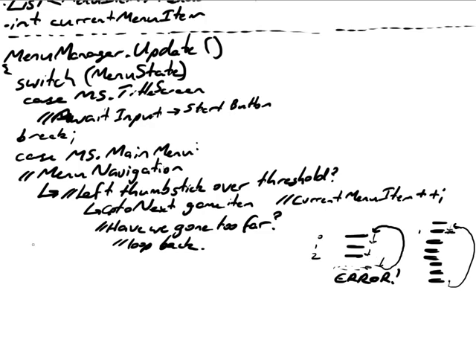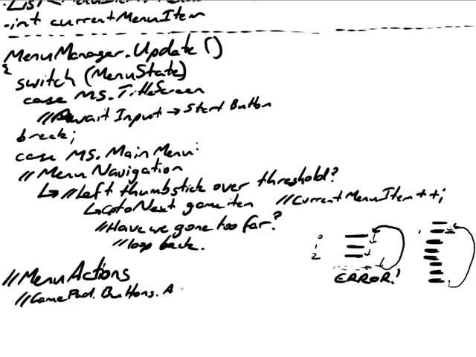Rightio, that is that. And that is menu navigation. Now we'll go for menu actions. What do we mean by this? Well, if the A button is pressed on the gamepad, and if it was, then we want to activate whatever menu item we're on. And we're going to do that with a nested switch statement.